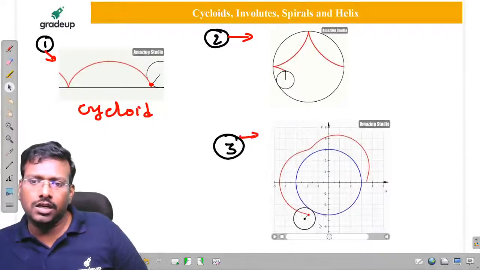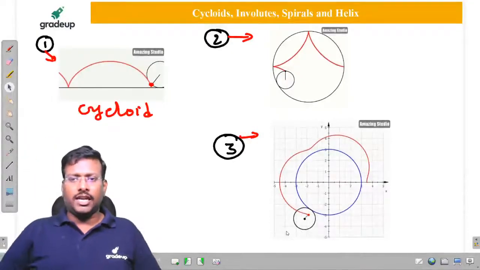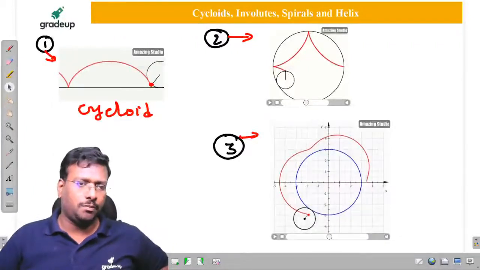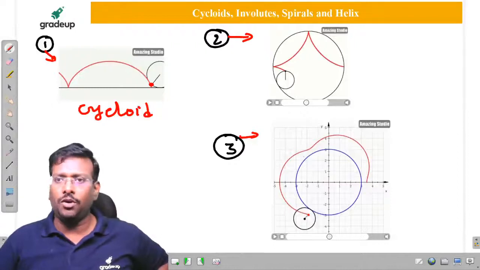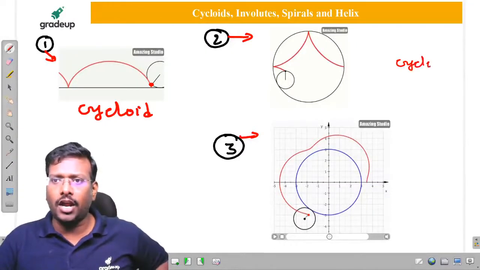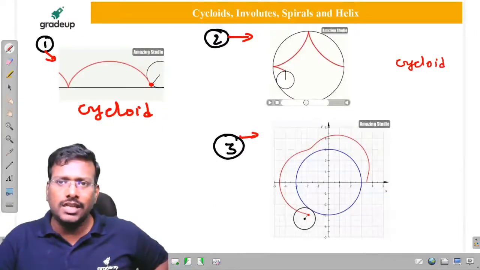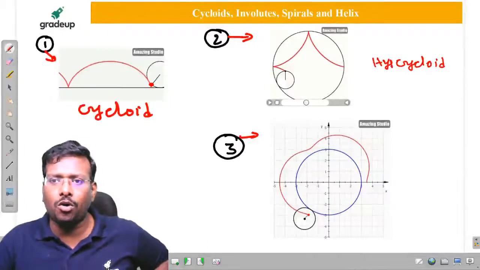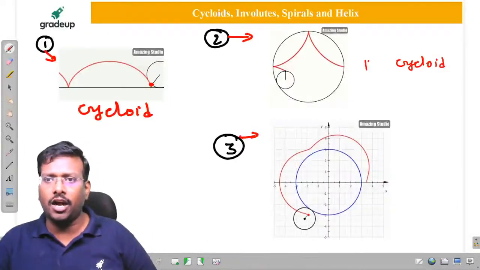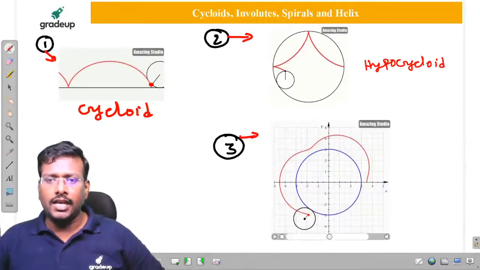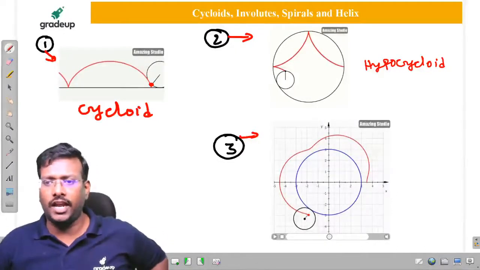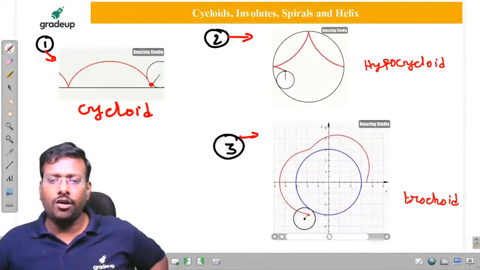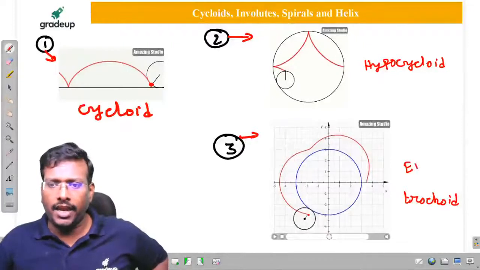Third one. One second, this one I will explain. Don't worry. Sir, here the point is on the circumference. Therefore, you have to write cycloid. But if it rolls inside, therefore it is a hypocycloid. Sir, here the point is not on the circumference. Therefore, it is trochoid. Sir, if it rolls outside, epi.